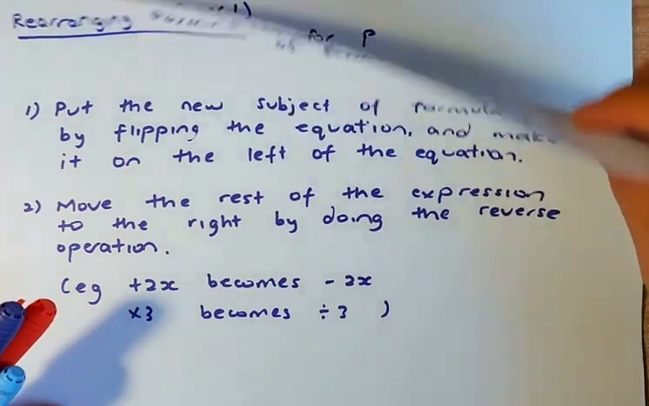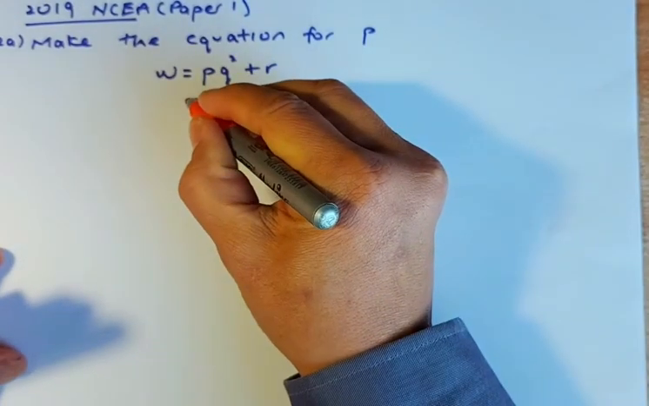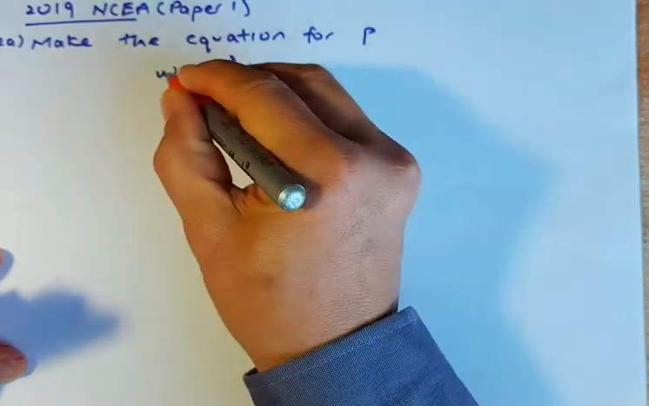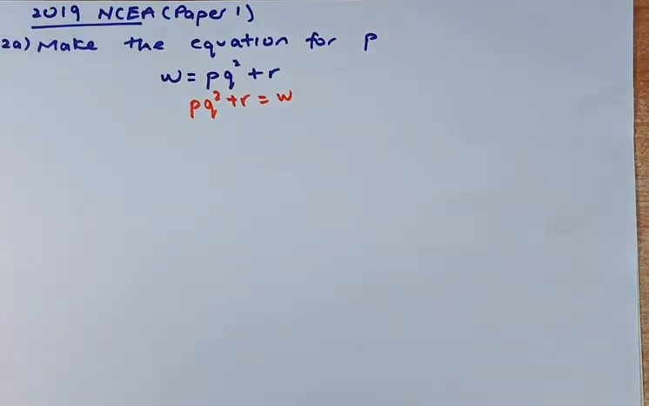Okay, we shall look at some examples. We shall first look at the 2019 NCEA paper. They ask you to make P the subject of formula. So the first thing you do, you want P on the left. So what you do, you're going to swap the equation. PQ squared plus R equals W. Just make the W on the other side of the equation.